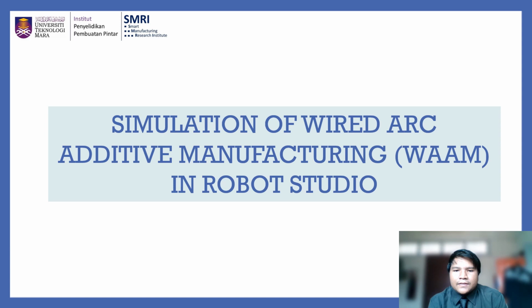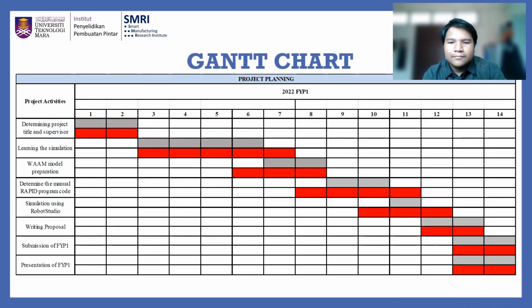So, this is my project title for Final Year Project 1, which is Wire Arc Additive Manufacturing for WAAM in Robot Studio. This is my Gantt chart for the Final Year Project 1.